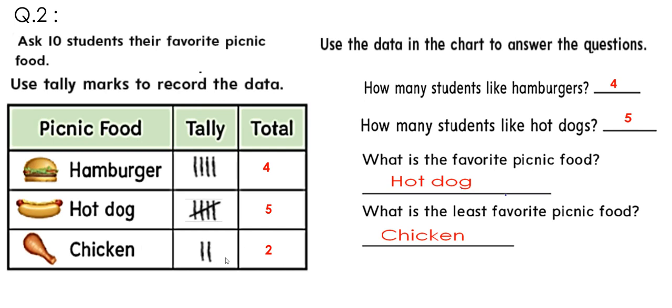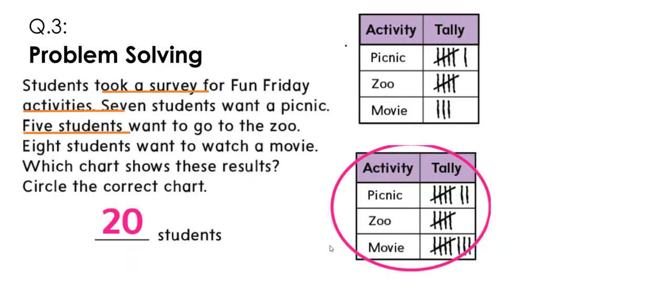Question 3, problem solving. Students took a survey for Fun Friday activities. 7 students want a picnic. 5 students want to go to the zoo. 8 students want to watch a movie. Which chart shows these results? Circle the correct chart. So we first have to see the information.